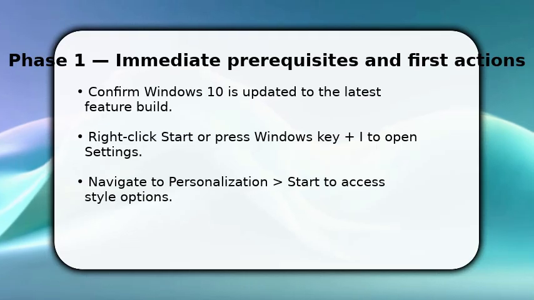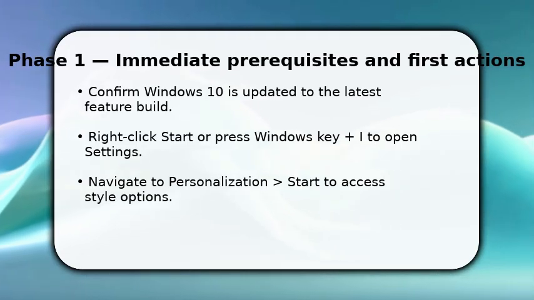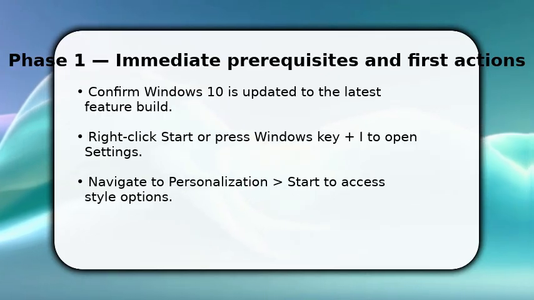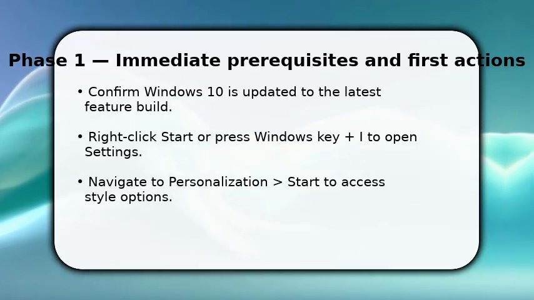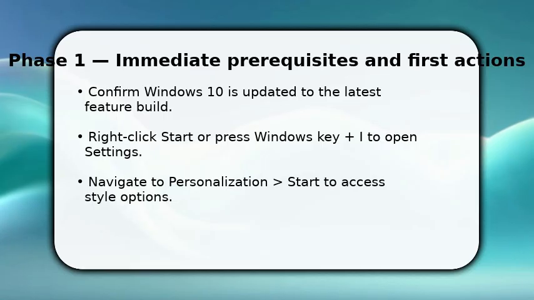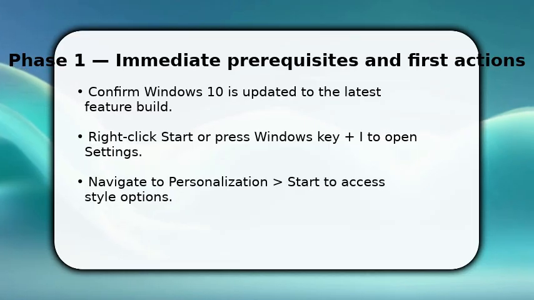You'll start by opening Settings immediately. This places controls at your fingertips. First, make sure Windows 10 is up to date so style options are available. Next, right-click the Start button or press Windows key plus I to open Settings quickly. Once in Settings, choose Personalization, then select Start. That path leads directly to the options you'll change.